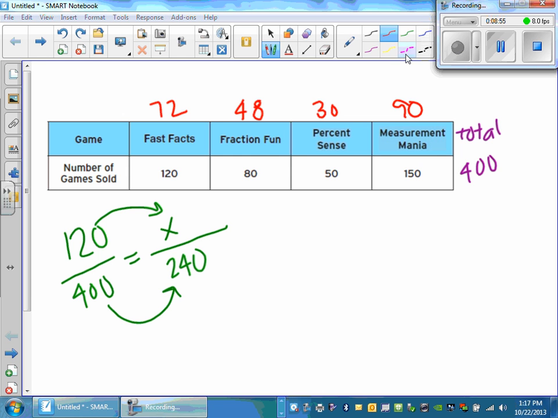You should have gotten these answers for the amount of games they should buy when trying to buy a total of 240 games. And if you want, you can do the same thing here and add to make sure that you get a total of 240 games. I would like you and your group to work together to finish page 47, and then go ahead and do page 48 and 49 also.